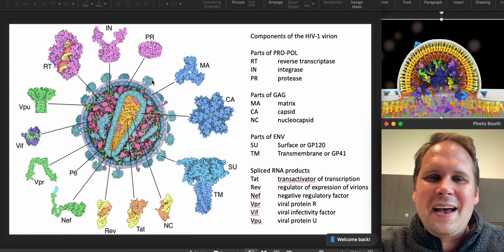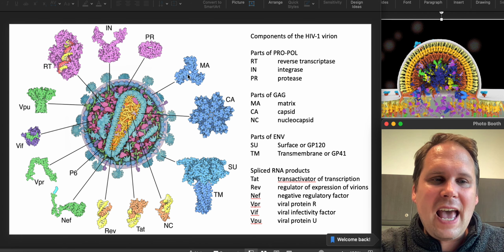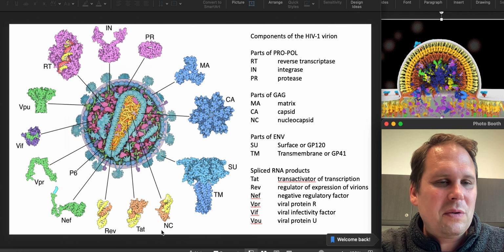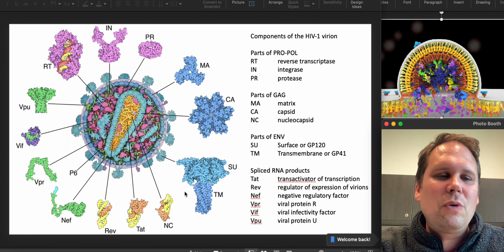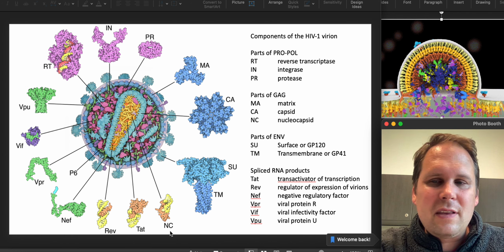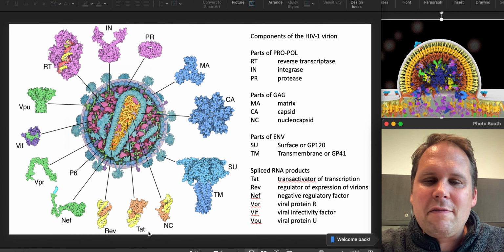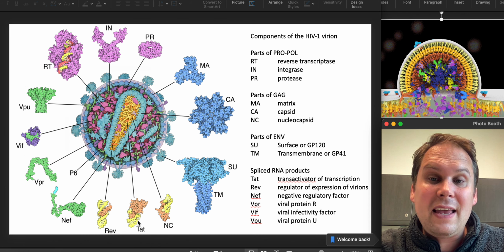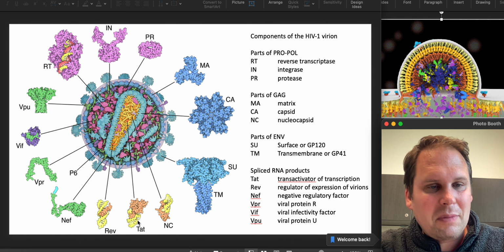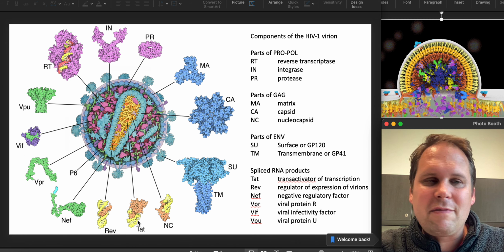Let's see. There are the three parts of the gag that also make it in here. So the matrix, the capsid, and the nucleocapsid. And you also get a lot of those little anti-host countermeasures. Things like VPU, VIF, VPR, NEF, REV, and TAT. And so those all end up tucked away inside the virion. It's a very maximalist positive strand virus.